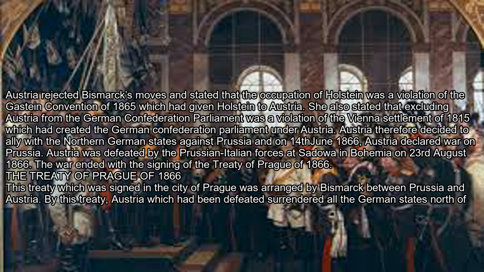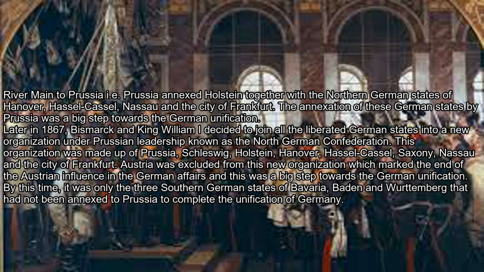The Treaty of Prague of 1866. This treaty, which was signed in the city of Prague, was arranged by Bismarck between Prussia and Austria. By this treaty, Austria, which had been defeated, surrendered all the German states north of the river Main to Prussia, i.e. Prussia annexed Holstein together with the northern German states of Hanover, Kassel, Nassau and the city of Frankfurt. The annexation of these German states by Prussia was a big step towards the German unification.